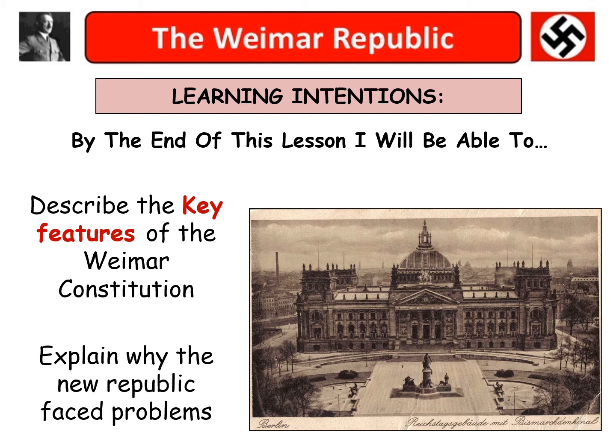So two things that we're really focusing on with this is the key features of the Weimar Constitution, so what the actual features of it were, and to explain why it encountered problems as a new republic.